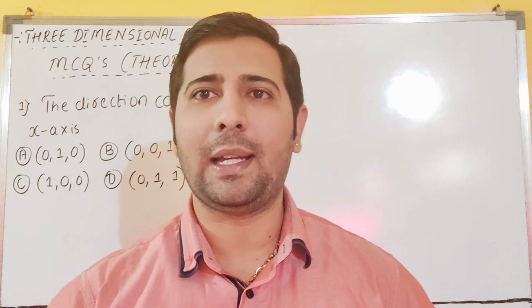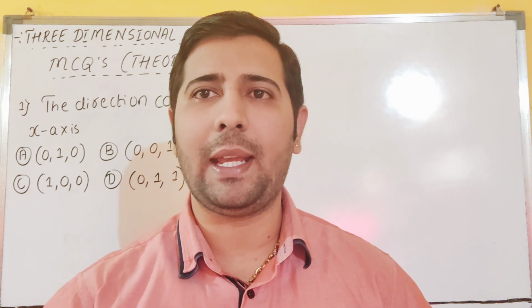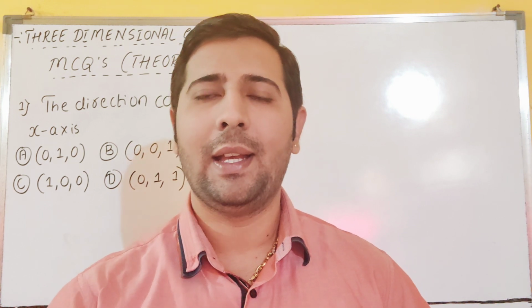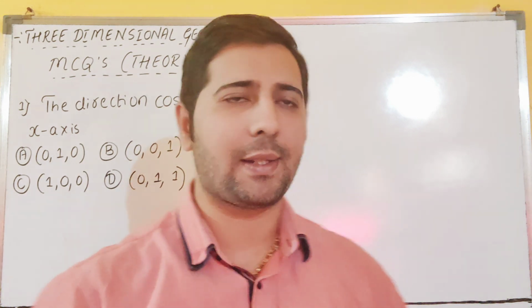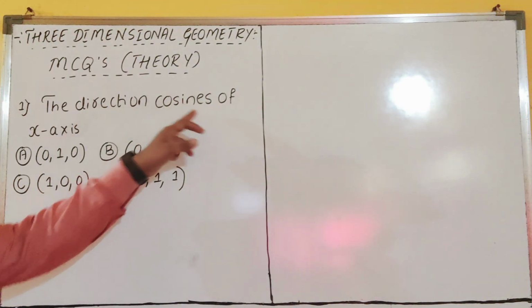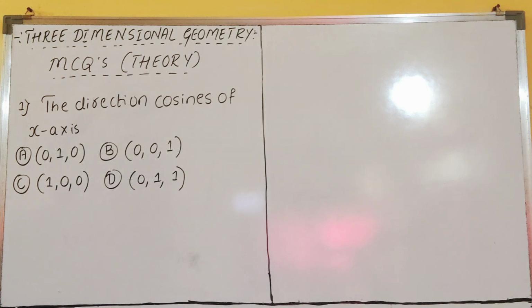In today's class we are learning three-dimensional geometry MCQ theory questions, dear students. Let us see the first question they had asked. The direction cosines of x-axis is what? In these four options, which is the correct?